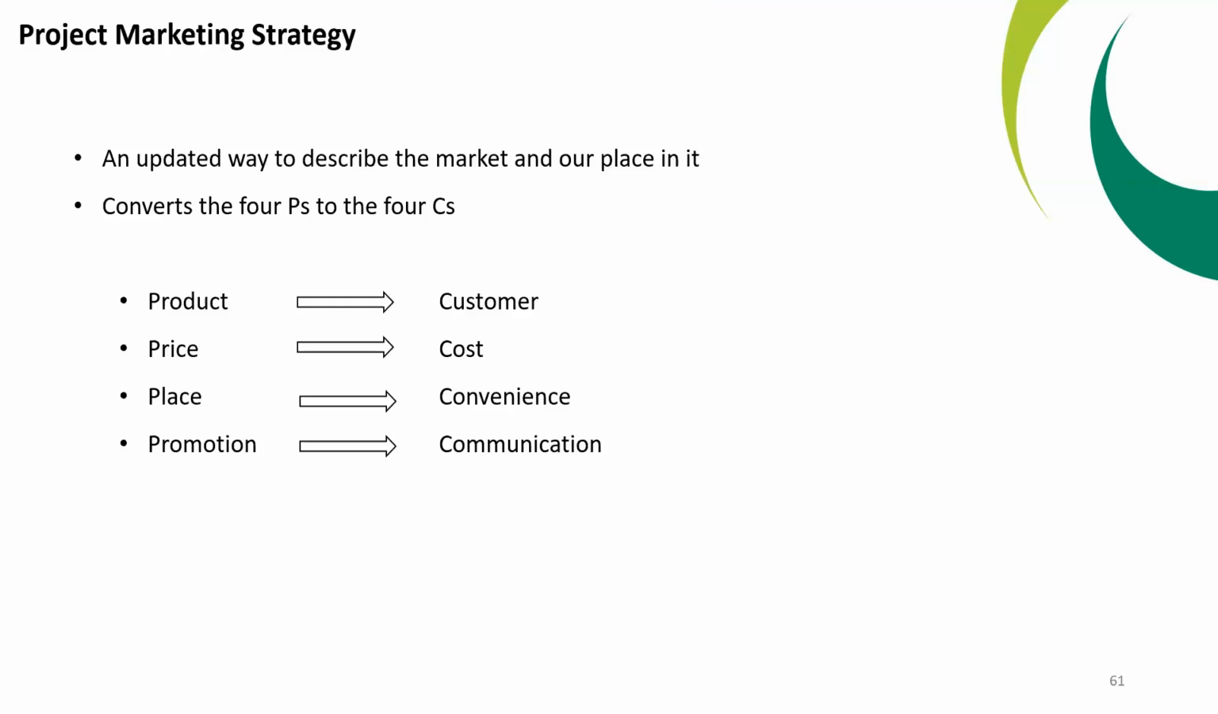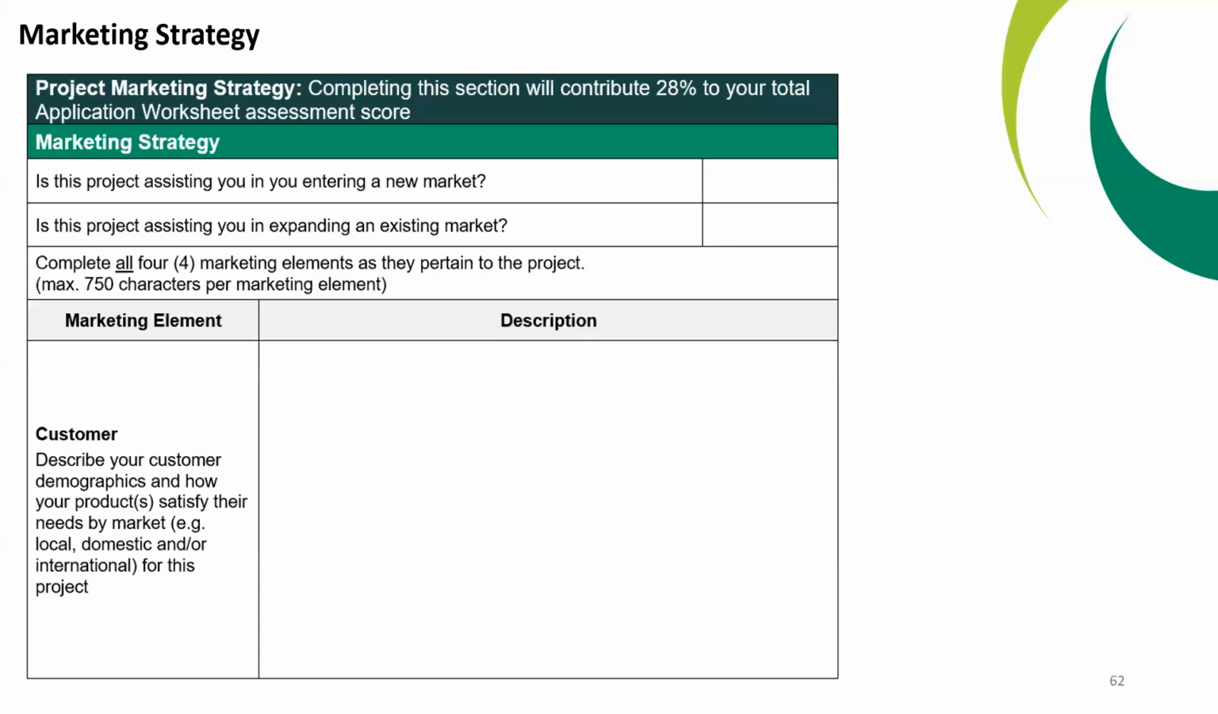So there's a modern version that simply converts each of the Ps to a C and takes more of a customer focus. So product becomes customer, price becomes the cost to the customer, place becomes convenience for the customer in terms of how hard do they have to work to get your product, and promotion becomes communication, because now with modern technology, the internet, etc., we can communicate. There can be a two-way conversation with your customers. We're not just advertising, mass media. So there's a section for each of these.